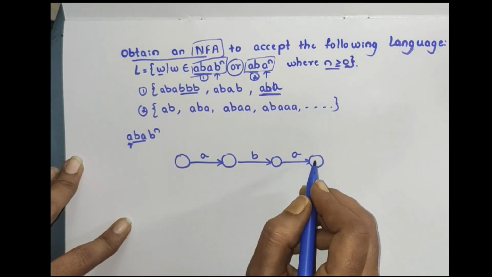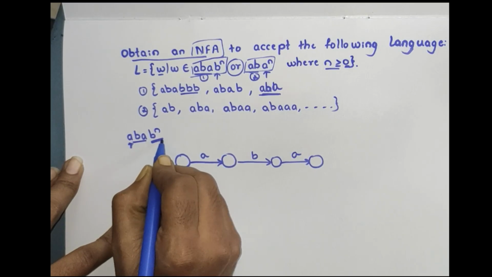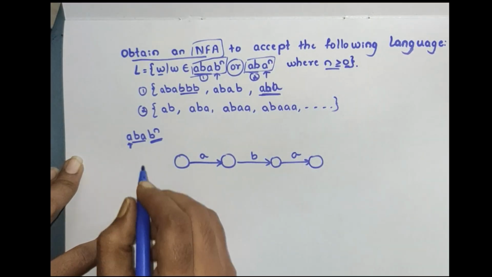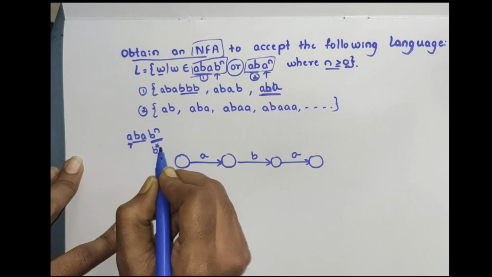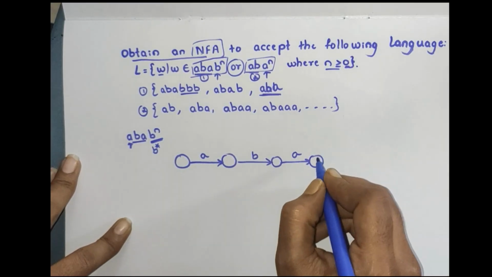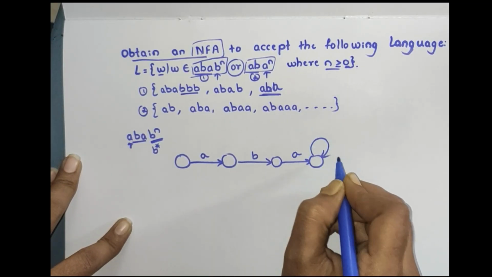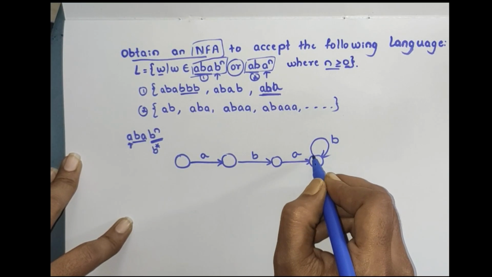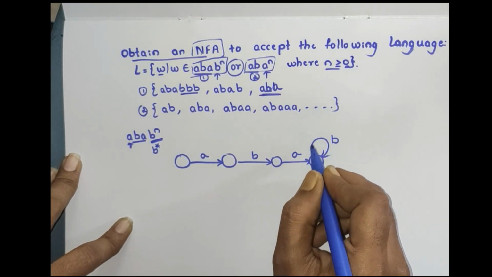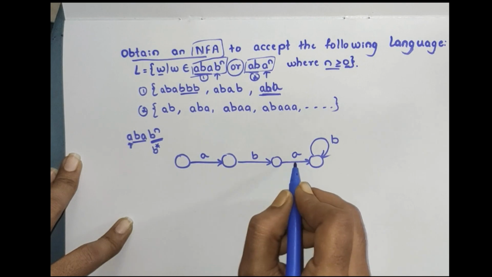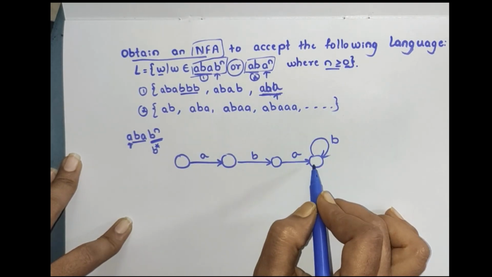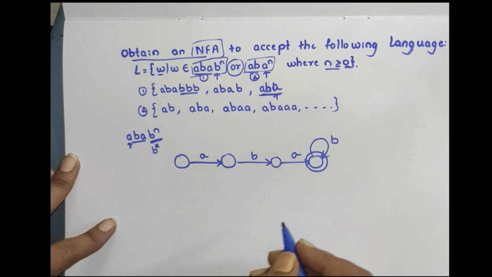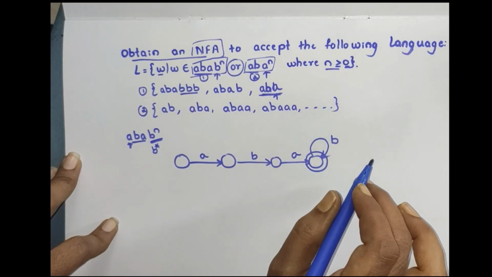Now what is the condition? It can also be followed with B raised to n, where n is greater than or equal to 0. Greater than or equal to 0 is nothing but we can represent this B raised to n as B star. So for star representation we are going to have the loop. Here I will take B because it is a choice for us. If I want any number of B's, I can go with it. If I don't want, then for ABA only, for this particular string, I will wind up here only. Because of this, I will make this last state the final state.